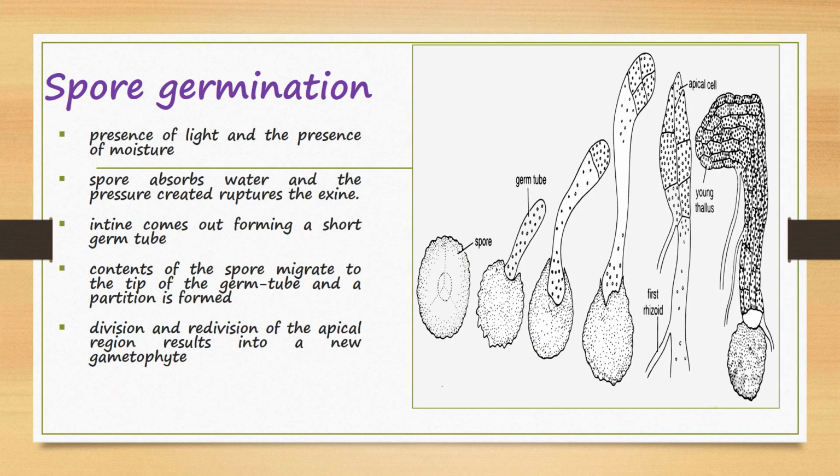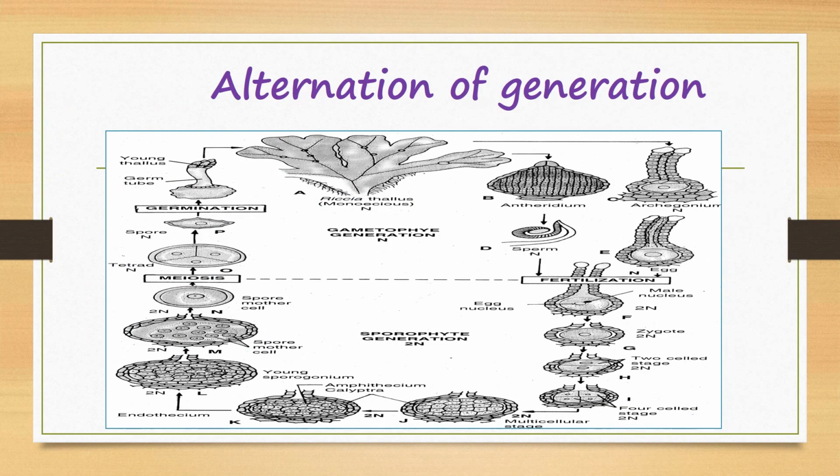On the return of favorable conditions, the spore starts germinating. For that, they need light and the presence of moisture. Now, the spore starts absorbing water and pressure is created by the intine, which will make the exine wall rupture. The intine comes out forming a small germ tube. The contents of the spore now start migrating to the tip of the germ tube, and a partition is made. This will make the cells divide and redivide at the apical region, resulting in formation of a new gametophytic generation. We have now come to the last slide, that is, alternation of generation in Riccia.